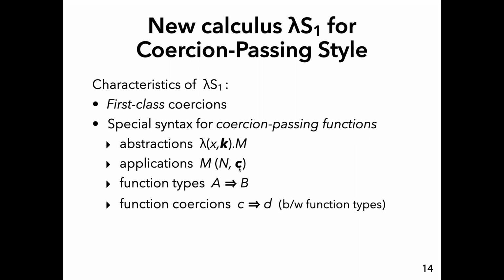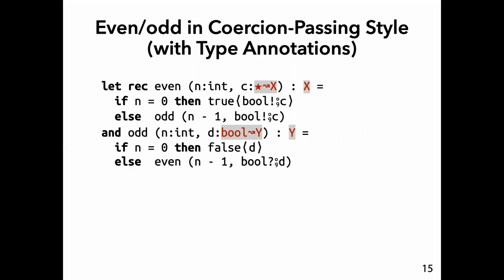We also need types for functions in Coercion-Passing Style, AOOB, and corresponding function coercions, COOD. I want to explain the intuition of type AOOB in the next slide. To do so, let's look at type annotations for even-odd functions in Coercion-Passing Style. This is the type annotated version of the even-odd functions.